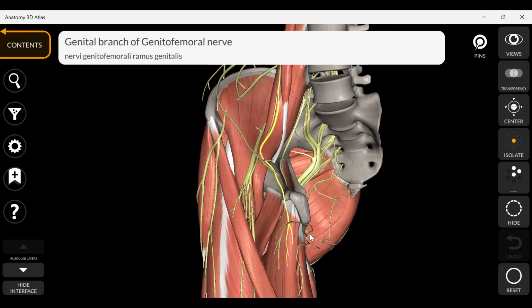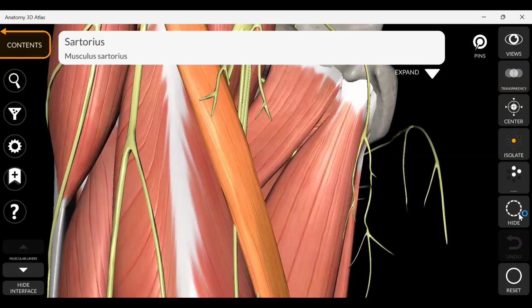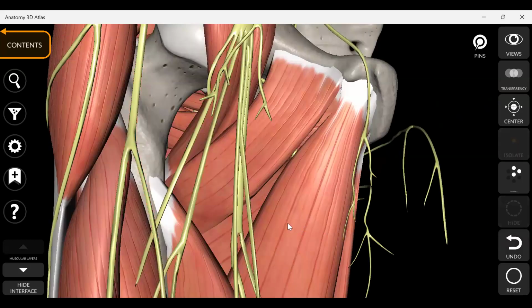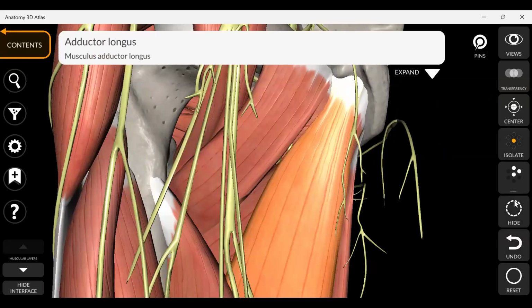Now, as we go into this more medial portion, I'm just hiding what is not required. Okay. So here we have the pectineus and here we have the adductor longus.